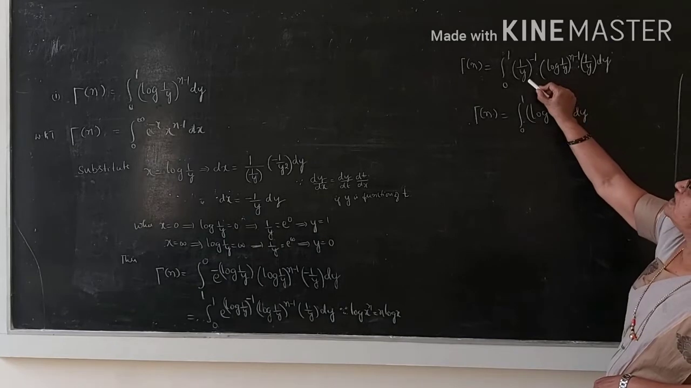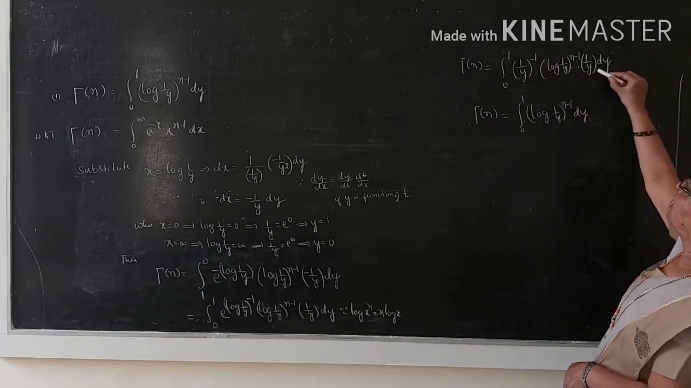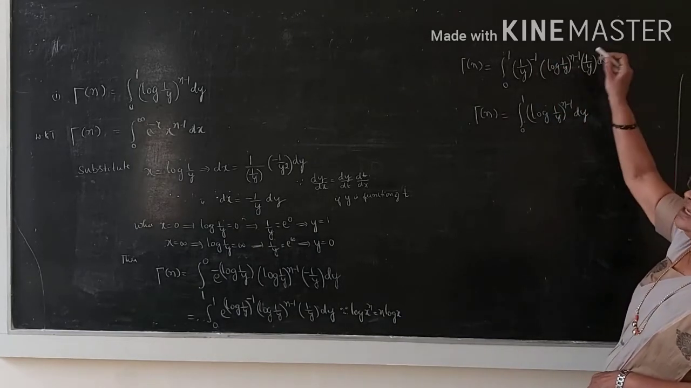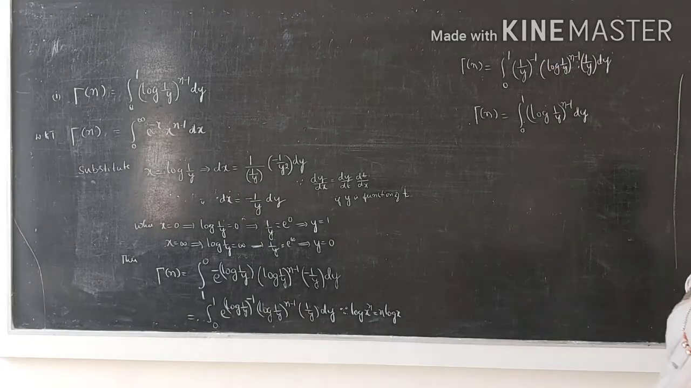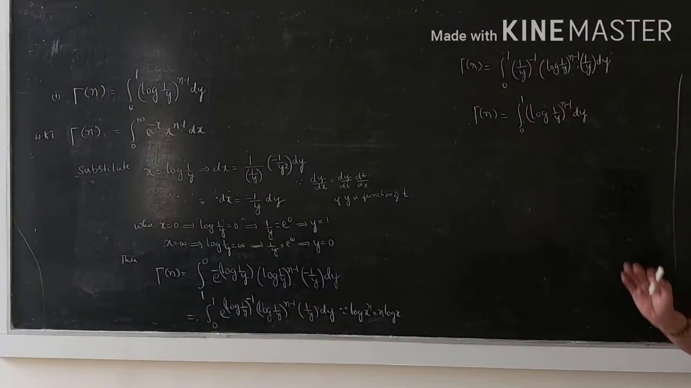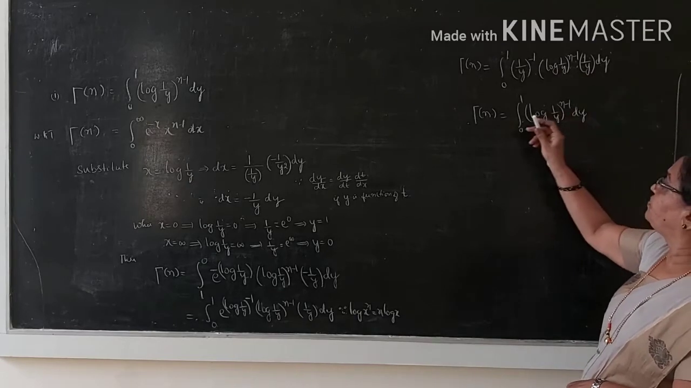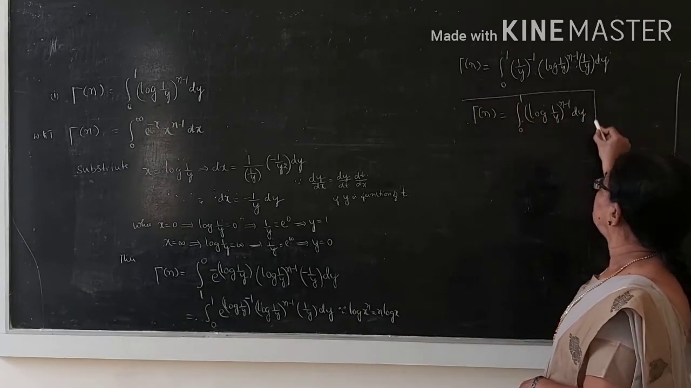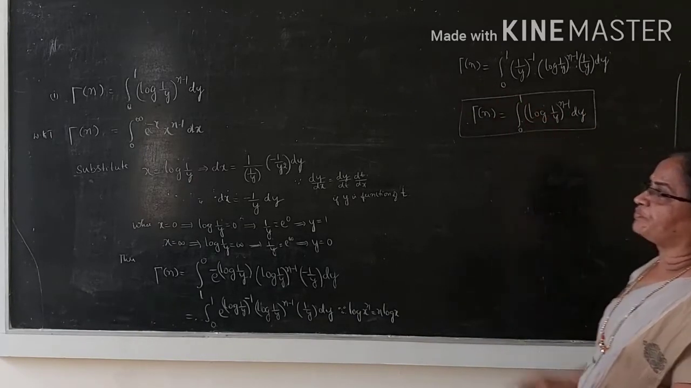You observe this. This is (1/y)^(-1) and this is (1/y)^1. If you consider the product, it is (1/y)^(-1+1). Is it okay? This is the result we require.